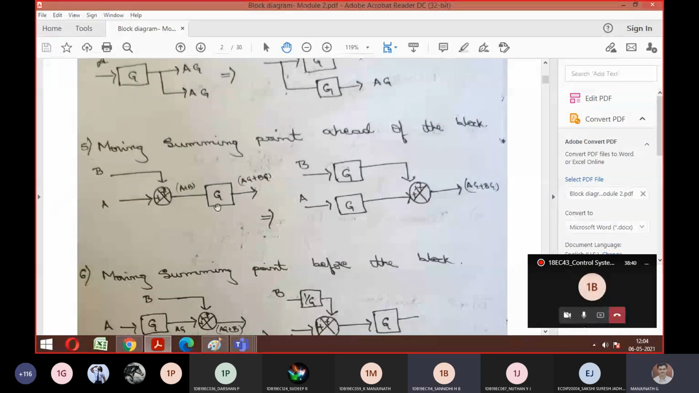Is it okay? Yes. Shall I proceed? Yeah. So now look at here. Moving summing point ahead of a block means I am moving this summing point front. Look at here, it came front now. So once you move that front, then automatically you have to multiply G block to this B signal.